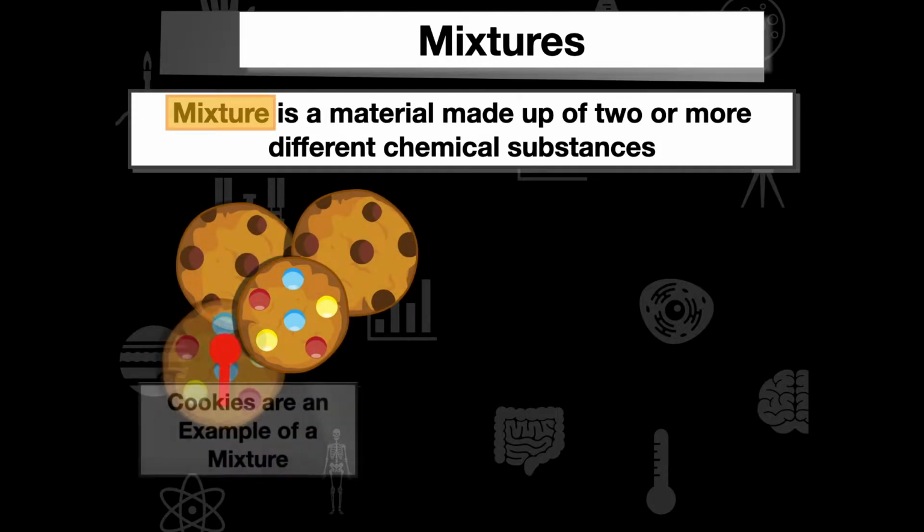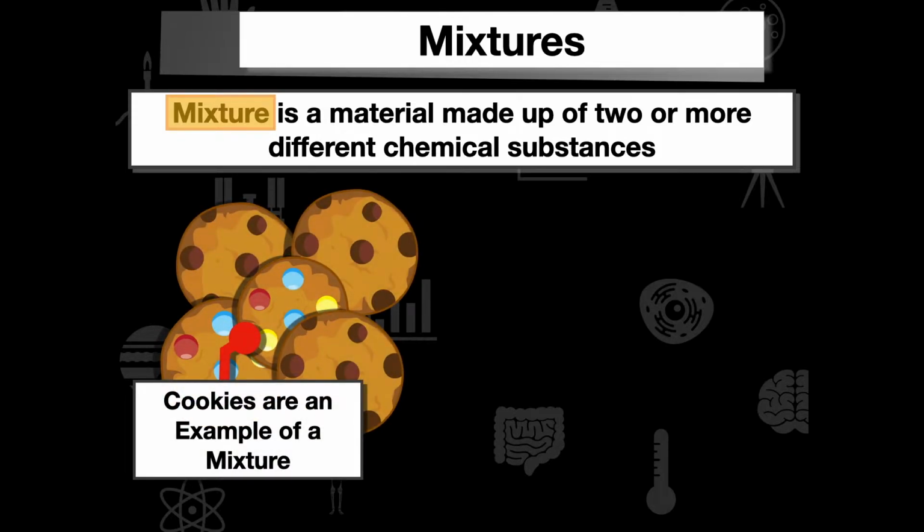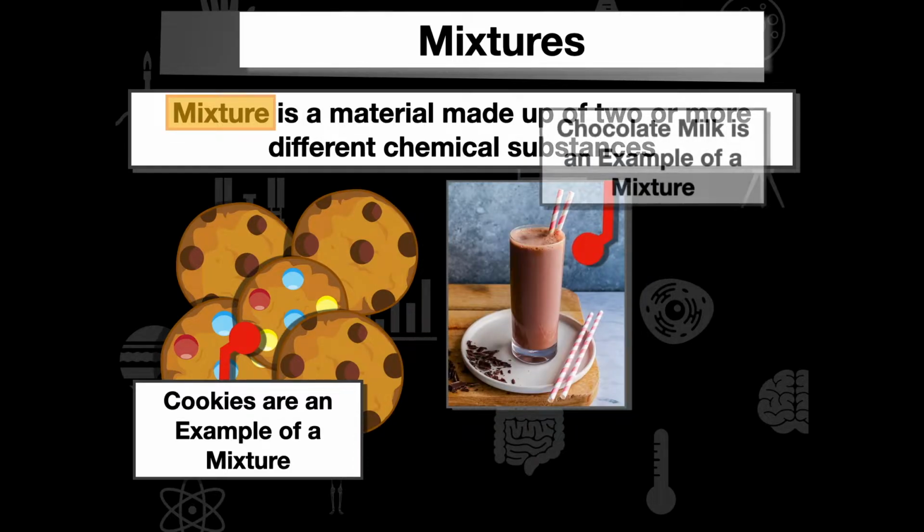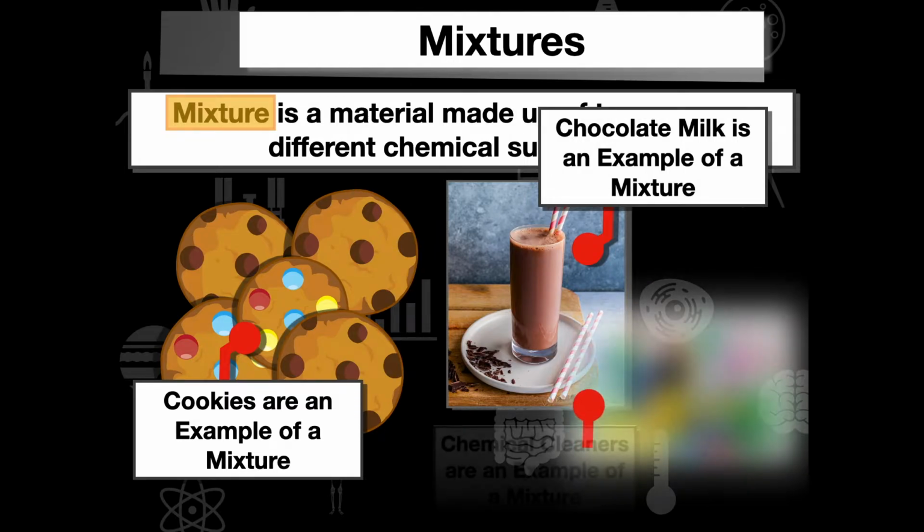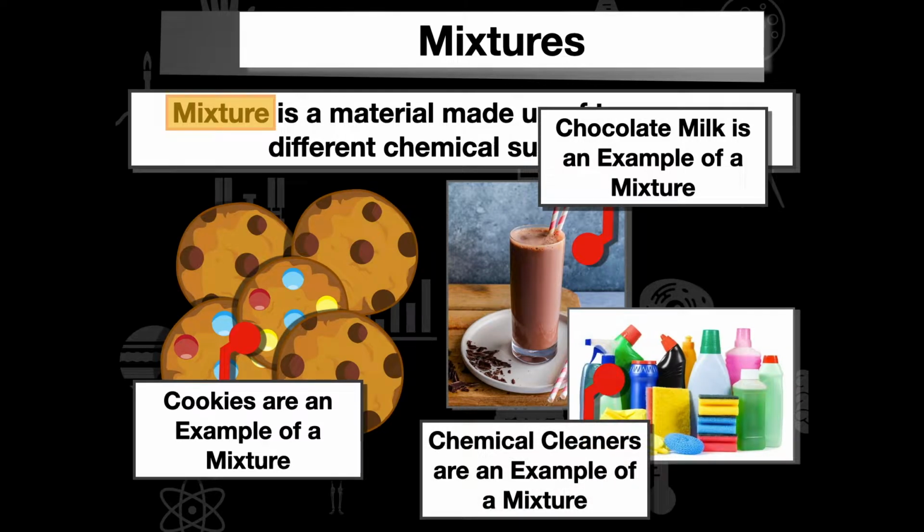An example of that: cookies are an example. Chocolate chip or M&M cookies are an example of a mixture. Chocolate milk might be an example of a mixture. Chemical cleaners are also an example of a mixture. And it's important that we understand what a mixture is, because when we're talking about water, water doesn't just exist by itself. It's going to exist in our blood and along organisms, and usually in a mixture.